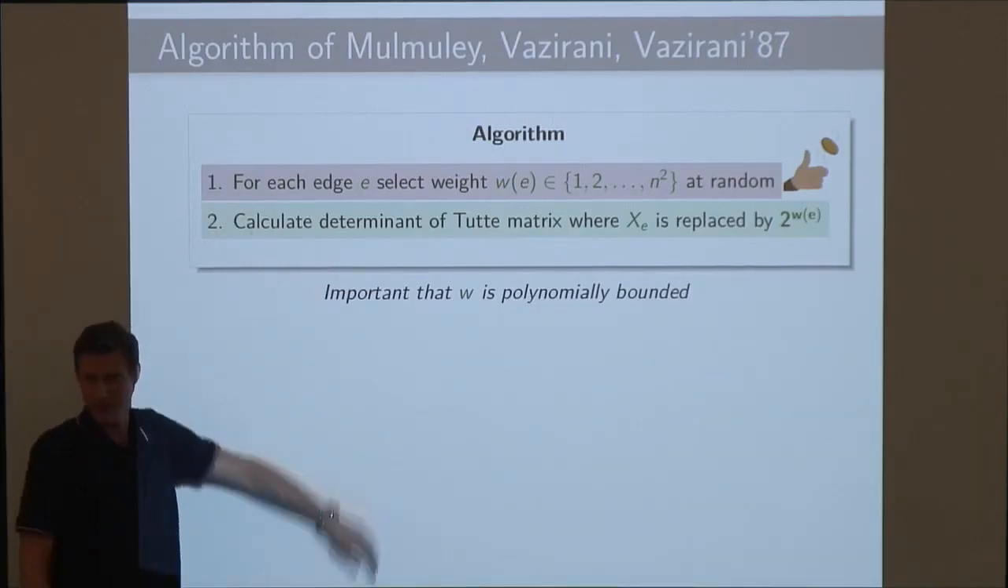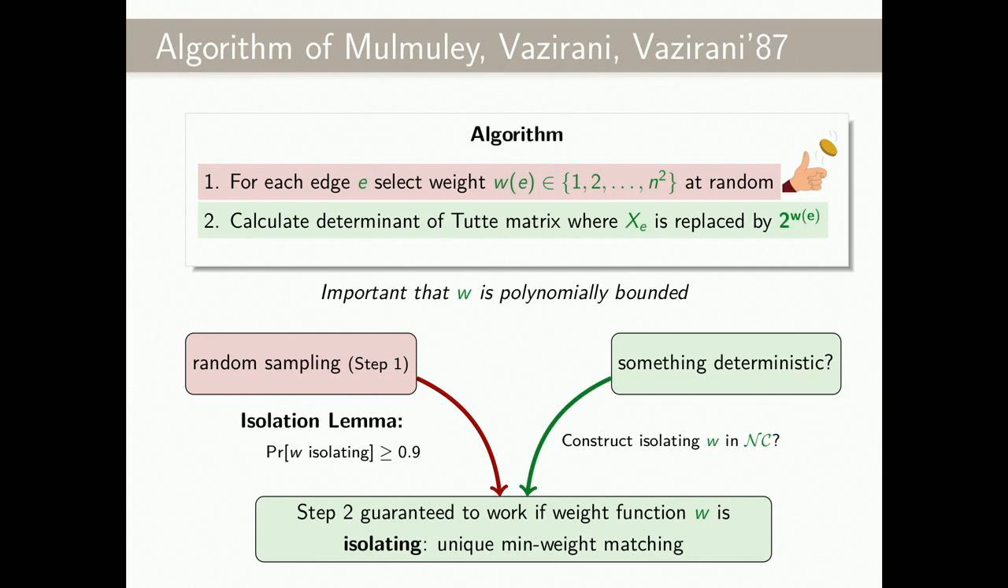So the algorithm has two steps. One randomized step, just select a random weight function, and then a deterministic step. They also give a very clean criterion for when this algorithm is guaranteed to succeed. Step two is guaranteed to work if the weight function we selected is something called isolating. So what does that mean?